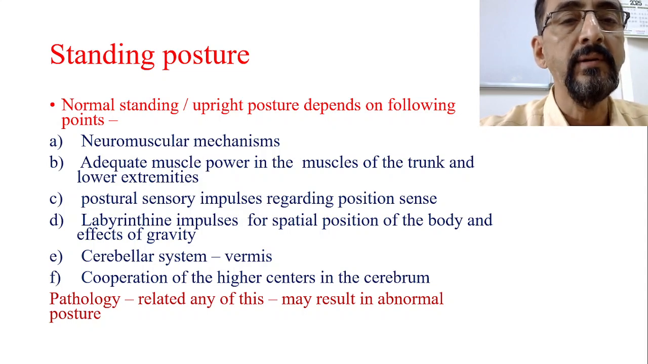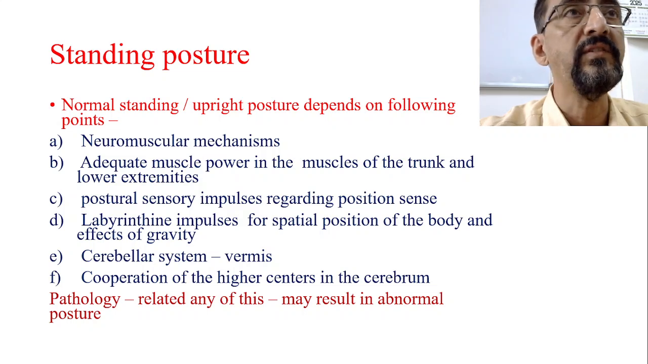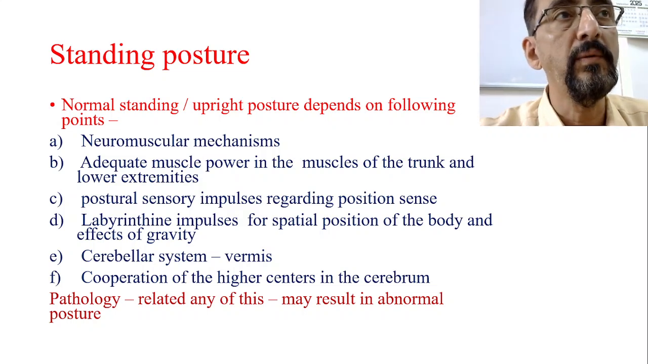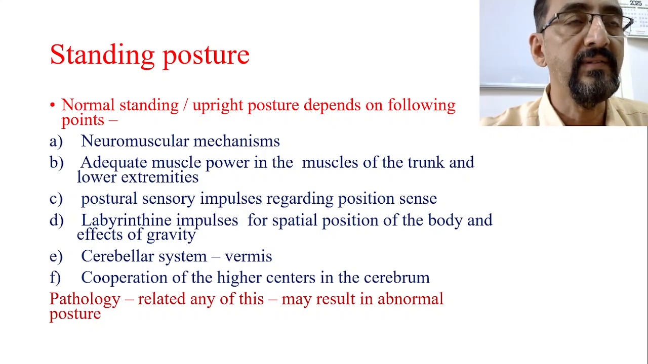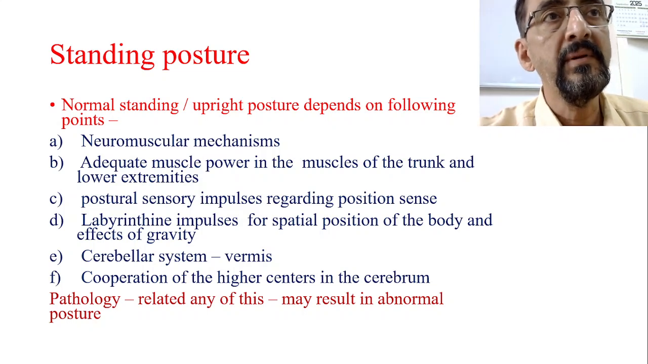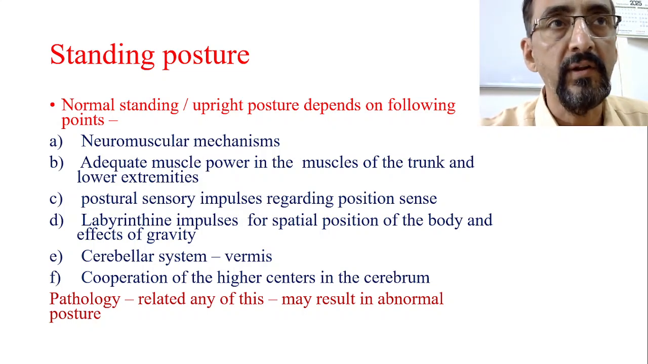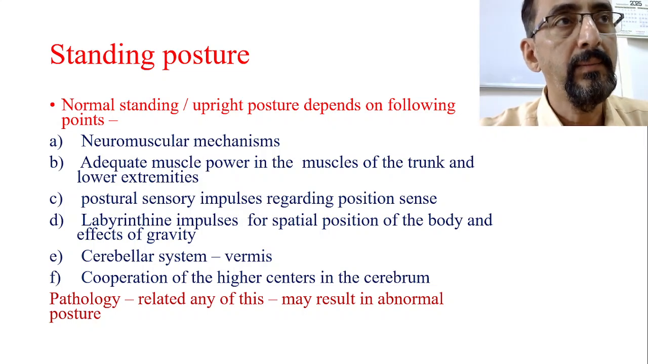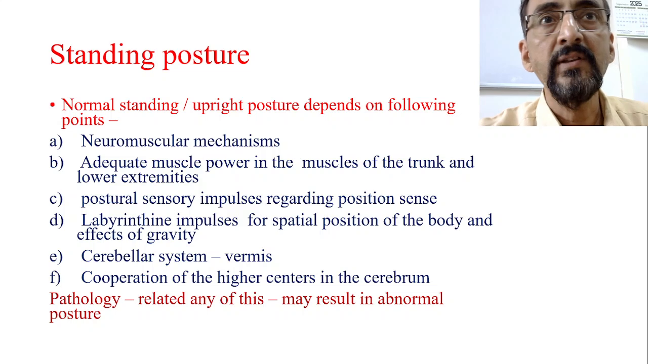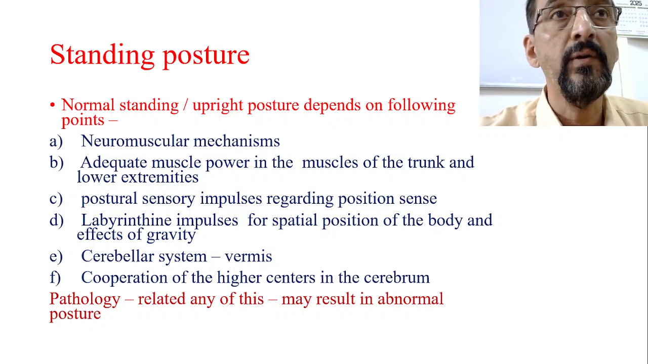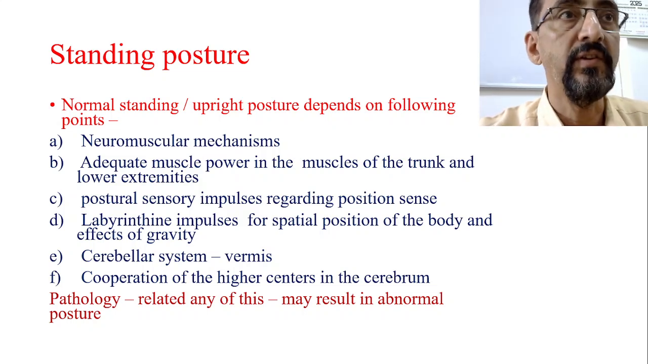So this you have to keep in mind. Postural sensory impulses regarding the position sense. Position or posture also depends upon the sensory impulses. There are so many sensory impulses which are continuously going to the sensory cortex through the sensory nerves in the posterior column of the spinal column. We know that. So one of such sensations is the sense of position.